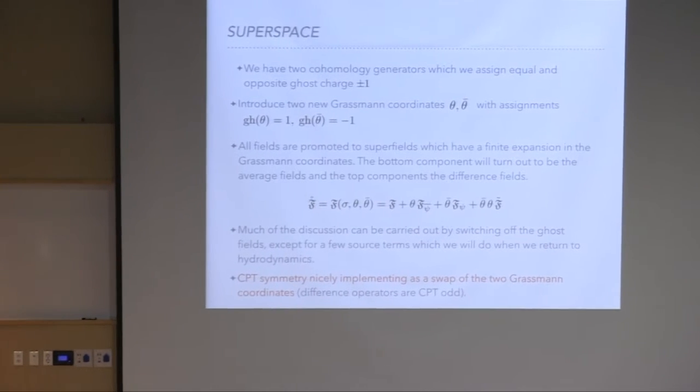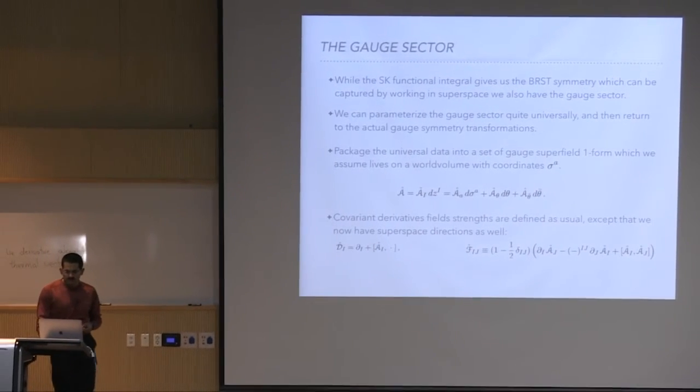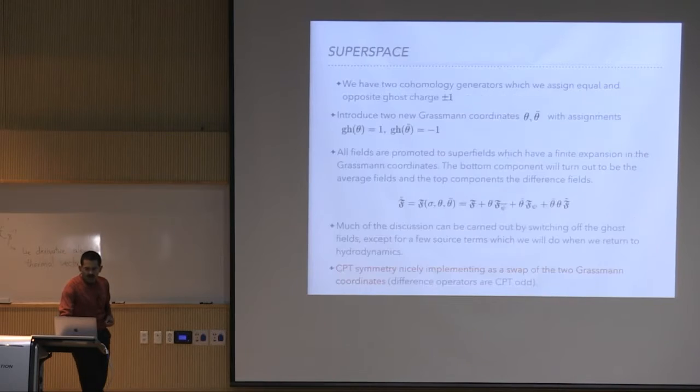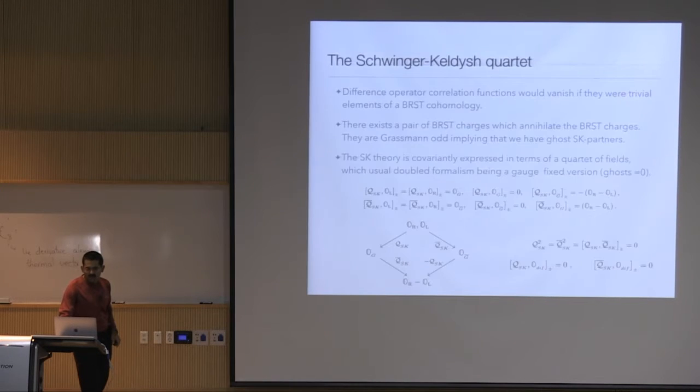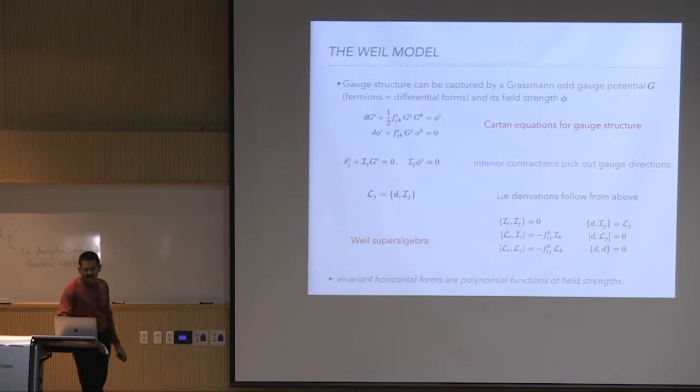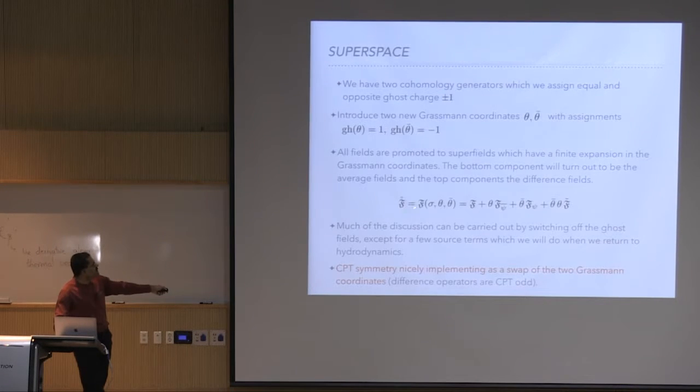Okay? So this slide should be thought of as a rewrite of this slide, just the Schwinger-Keldysh data. Q SK and Q bar SK have become partial theta and partial theta bar respectively on this slide. Okay? Any questions?